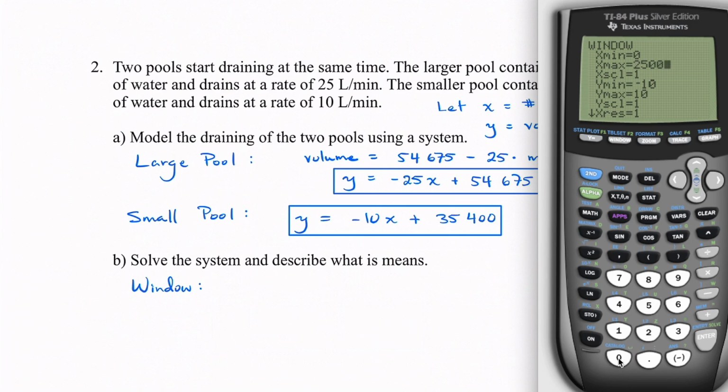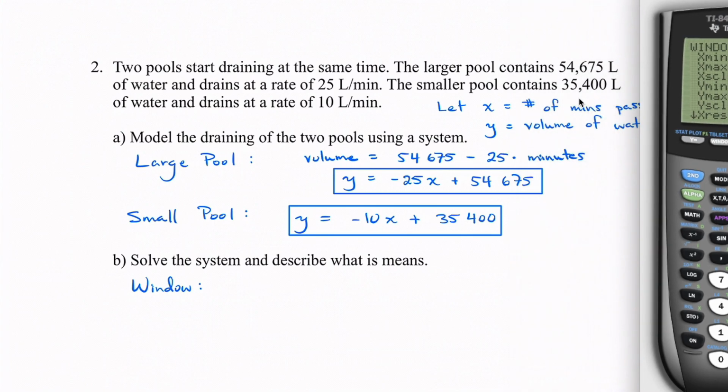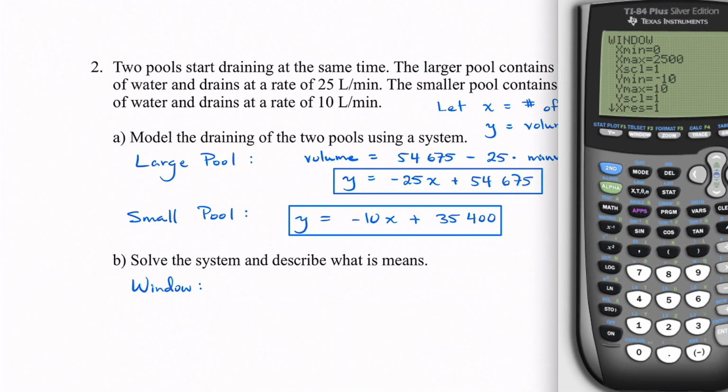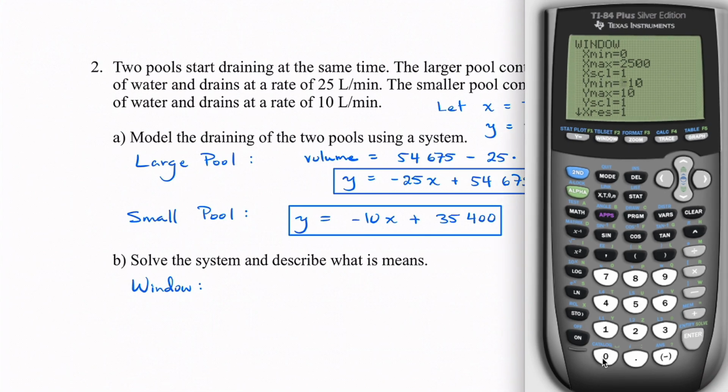I'm going to put in 2,500. If it wasn't big enough, you could just put in something bigger after, but that's a lot of minutes. And then our x scale, you can just leave it as 1. And then our y min, remember our y, it dealt with the volume. So we can't have anything less than 0. So I'm just going to put in 0. That's the lowest amount of volume I could have.